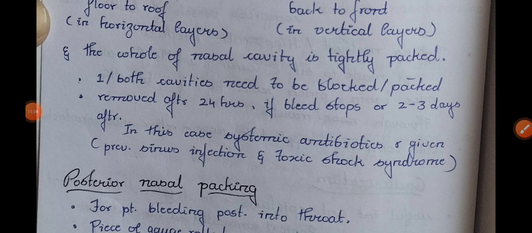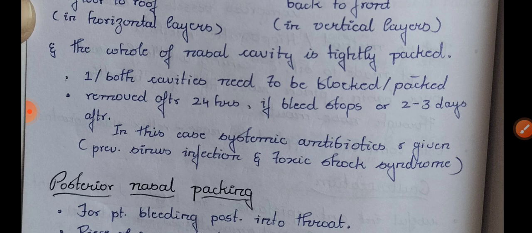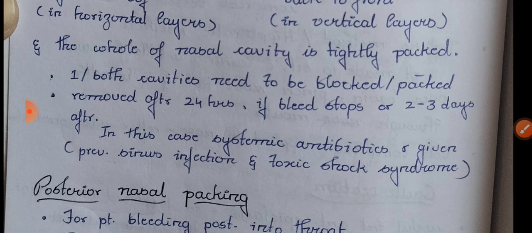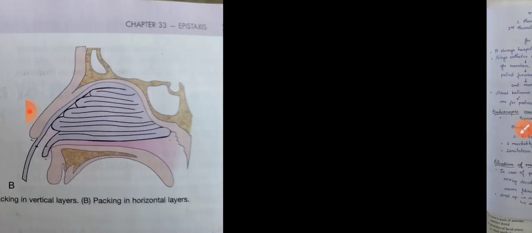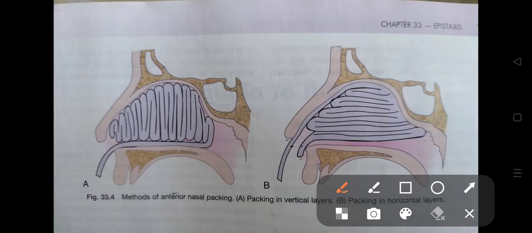In this case systemic antibiotics are given to prevent sinus infection and toxic shock syndrome. We will put the nasal packing and leave it there for 24 hours. Then we will remove it and see whether the bleeding has stopped or not. Otherwise we will keep it for 2 to 3 days, then see if the bleeding has stopped, and we will use antibiotics also, otherwise there is infection. These are the two types of intranasal packing: vertical layers and horizontal layers.